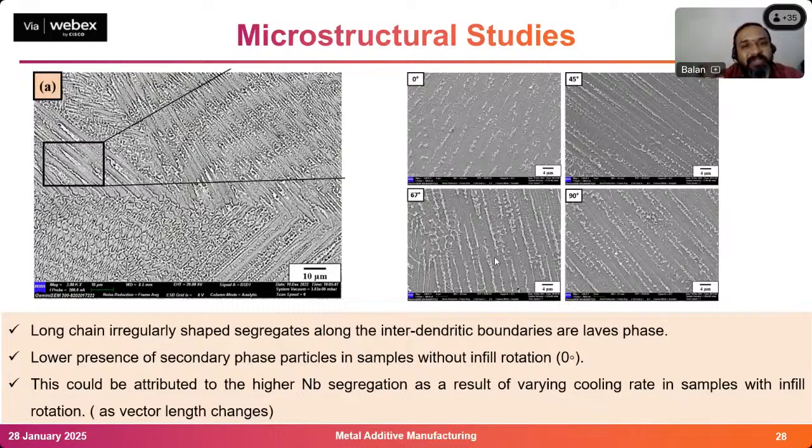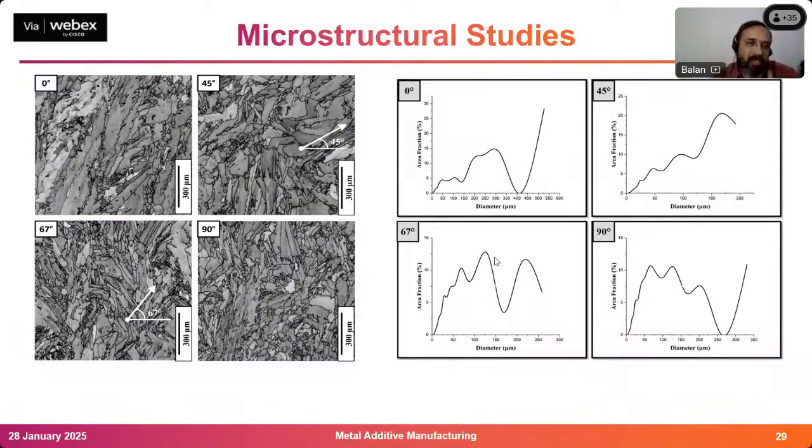Your vector lengths are very short for 45 and 67, but very big for 0 and 90. And 0 is very big compared with 90. So there is more heat evolved, so your Laves phases are not there. Okay, so it is a type of research. If you have any doubt, you can ask me at the end.